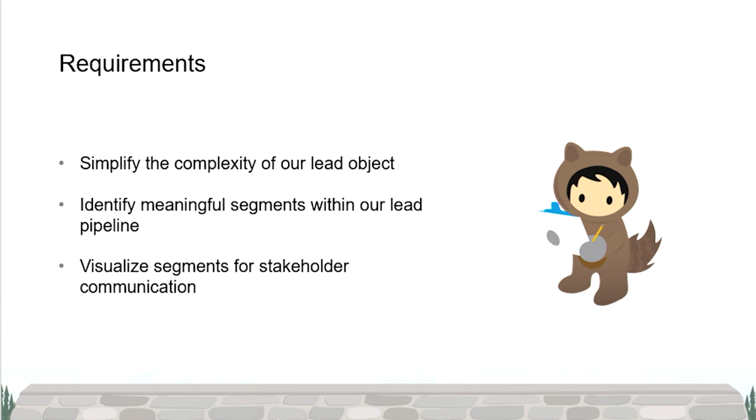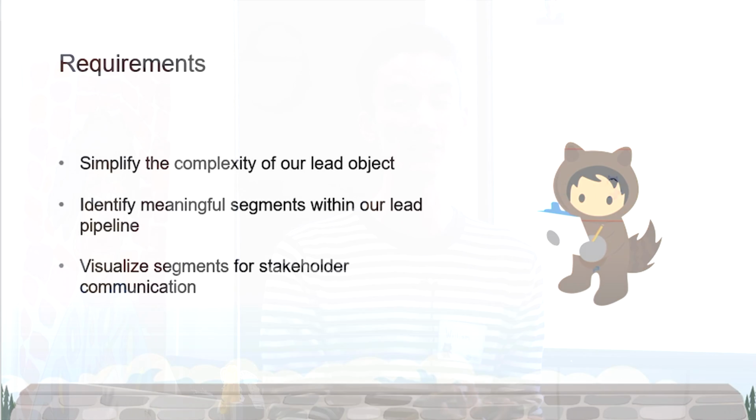I want a way to simplify the complexity of a lead object that includes any number of fields and try and come up with an accurate indicator for segmentation that is based in statistics. And then I want to be able to visualize these segments for stakeholders so they can see, here's what a realistic segment looks like in our org so that we can better leverage around that.